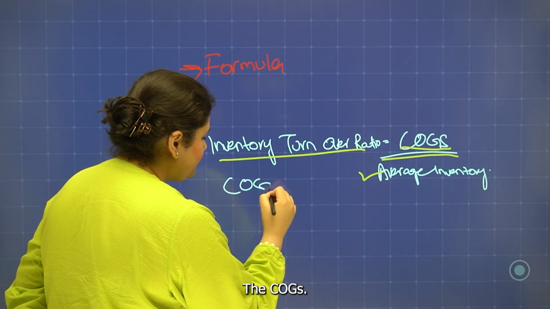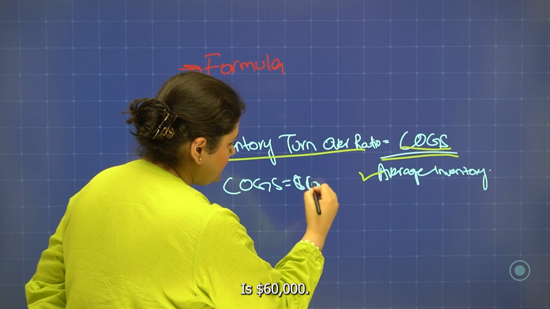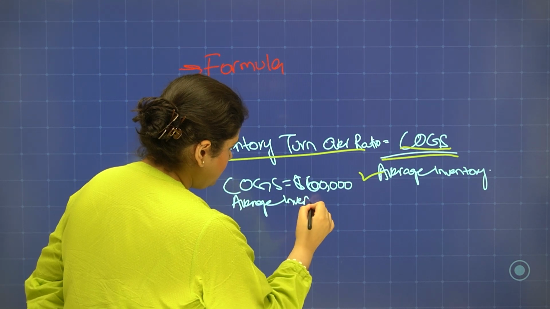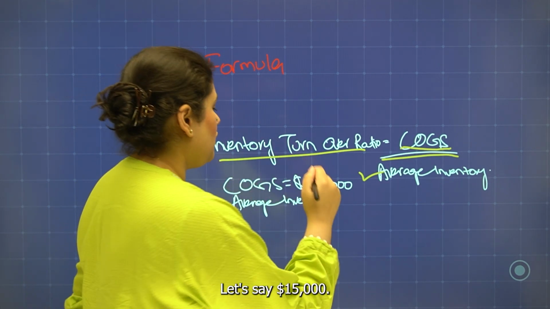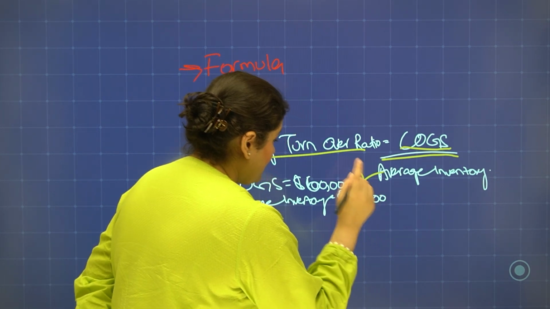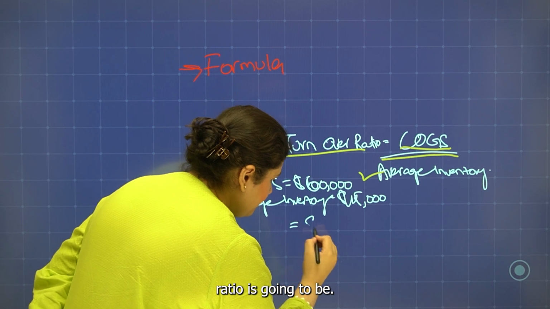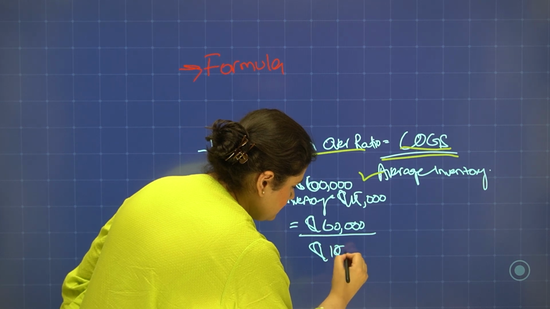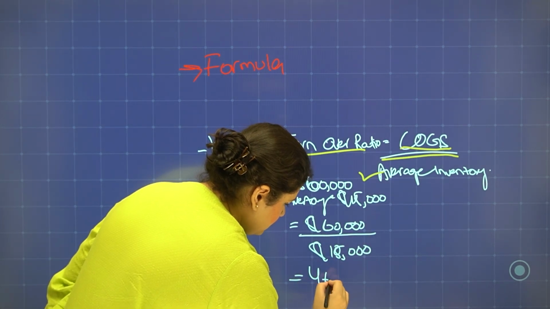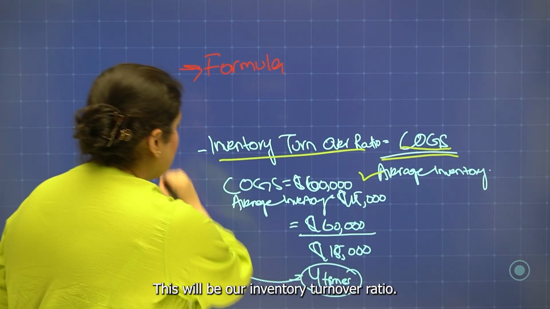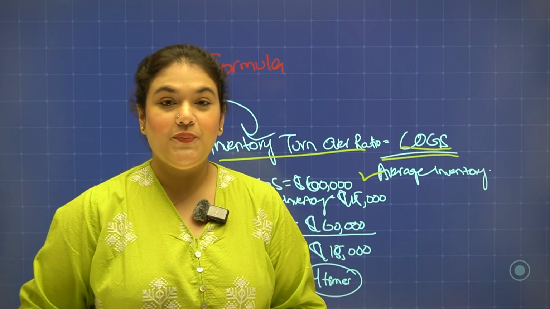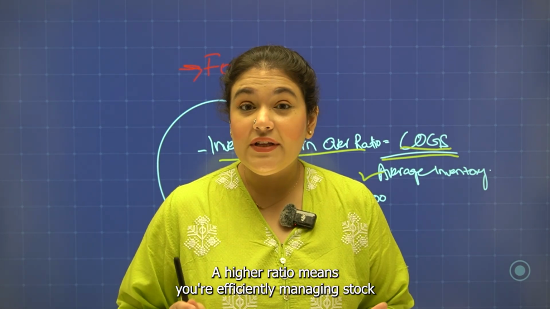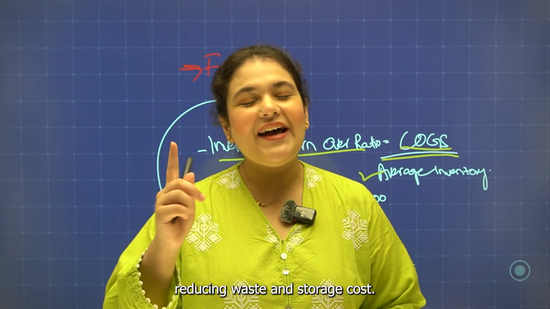The COGS is $60,000 and average inventory is, let's say, $15,000. Then our inventory turnover ratio is going to be, this will be our inventory turnover ratio. This ratio is like how often you empty and refill your pantry. A higher ratio means you're efficiently managing stock, reducing waste and storage cost.